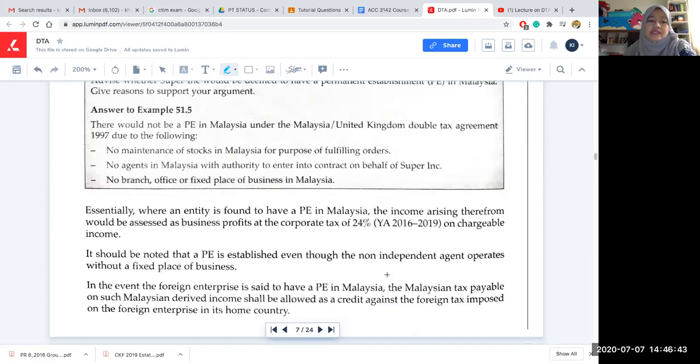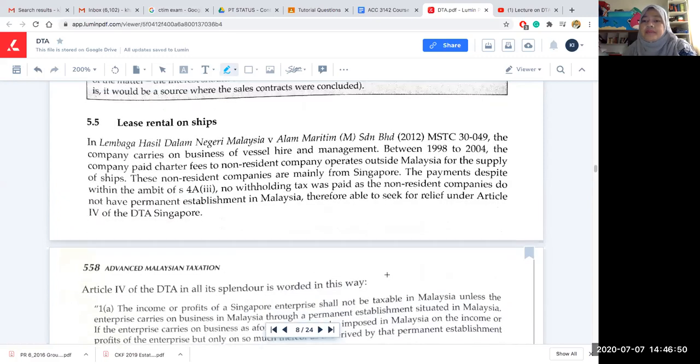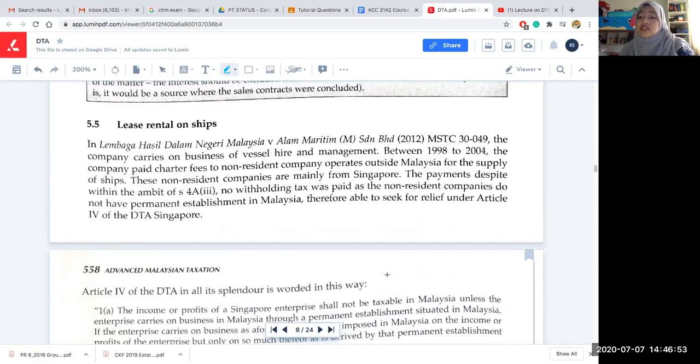So I have this discussion as well. Lease rental on ships. Remember, when you do your withholding tax, Section 4(a) number 3 is the lease or rental of movable property. So in this case, it falls under, for example, any boat, any ship, any cargo that you rent out. Then you have to look at whether there is a business in Malaysia or not. Remember that Section 4A is income to a non-resident person. The withholding tax applies whenever income is paid to a non-resident person, whether subject to income tax, subject to withholding tax or not.